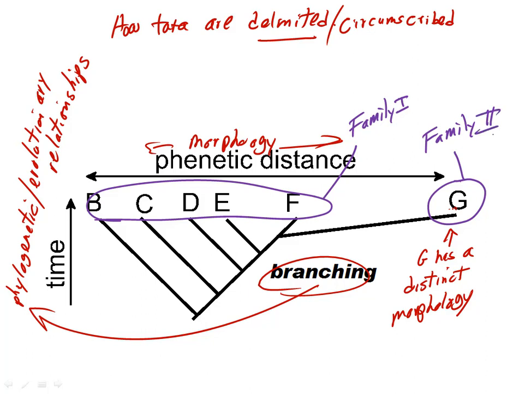Call it family 2. Okay, so our difference here is that we are not creating our higher level taxa, our families in this case, based only on cladistics. If we were only on cladistics, G would have to be with B, C, D, E, F. We are creating it based on some cladistic information. We're putting B, C, D, E, and F together, but G, because it is so morphologically different, it looks so different from the other taxa, we pull it off and put it in its own family.